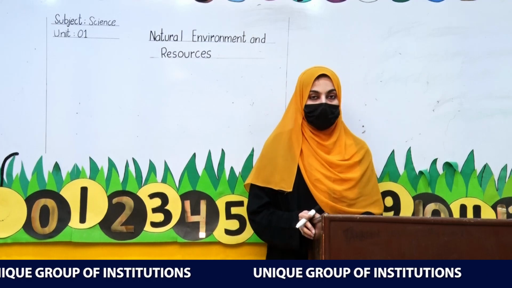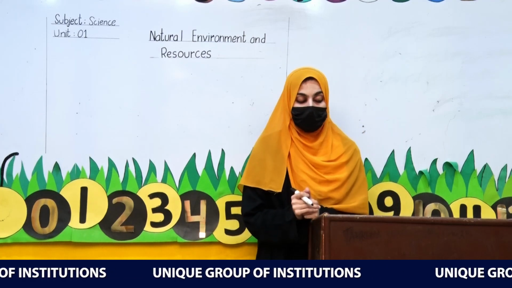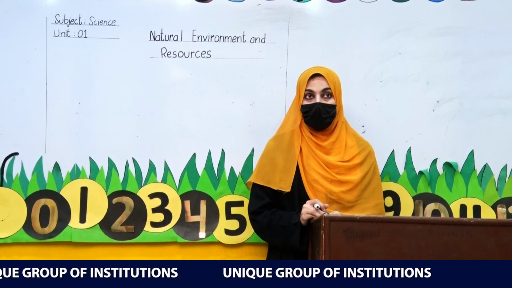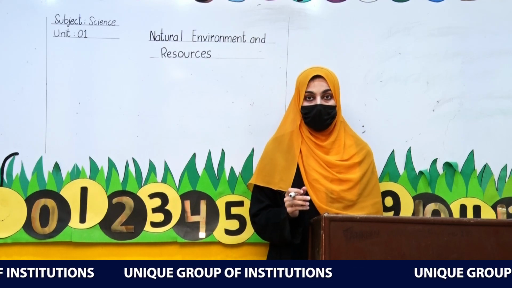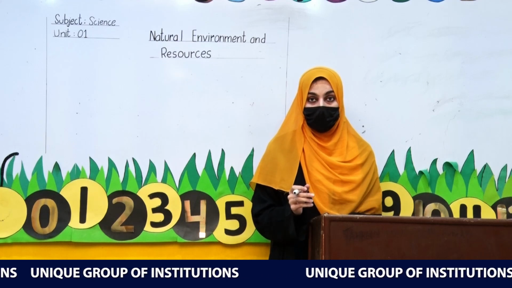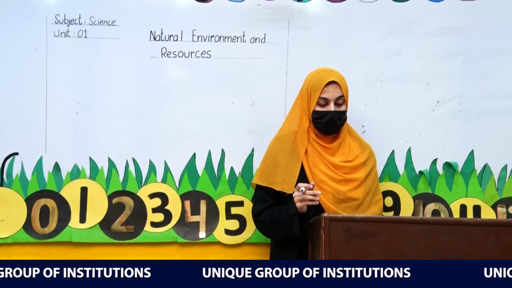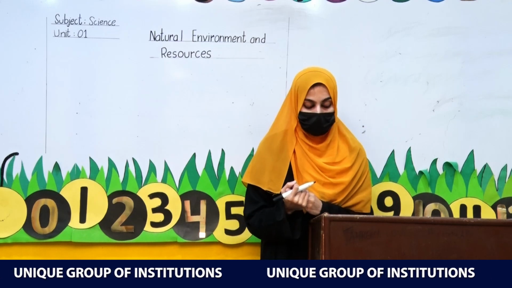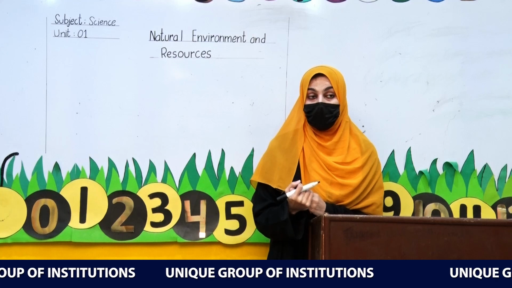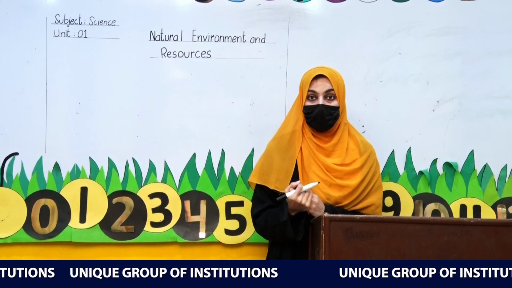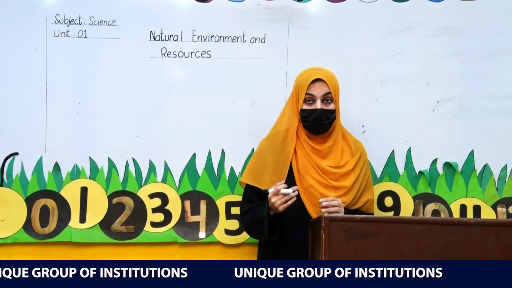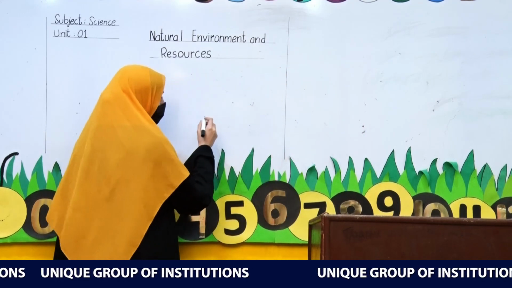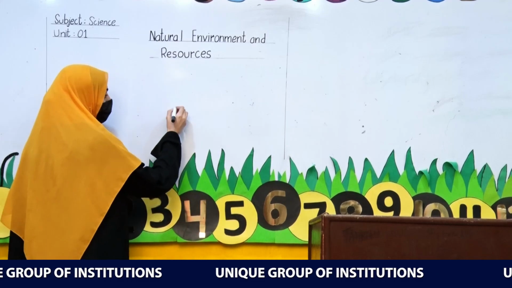Okay, let's conclude unit 1. Here we have discussed the natural environment and the types of natural resources, in which we discussed sun, air, water, earth, and at the very end the minerals. Here we also discussed some interesting information in the form of different concepts.